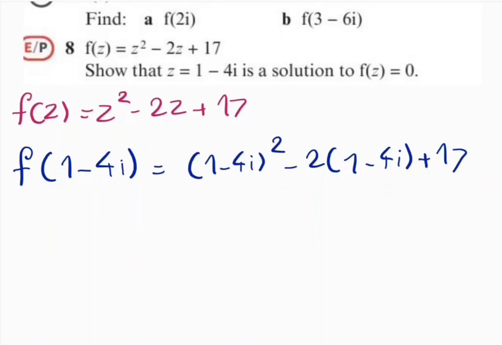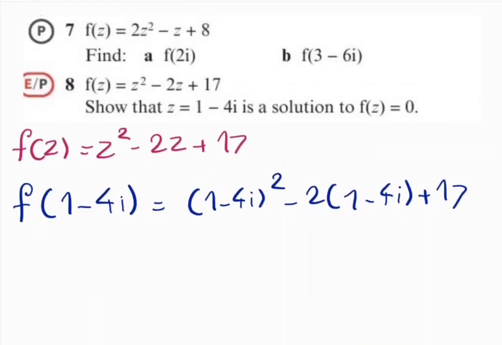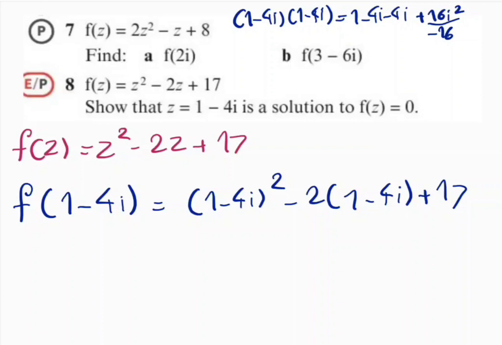Now we can work out 1 minus 4i squared again. So I'm just going to write that here on top. 1 minus 4i times 1 minus 4i. So that's 1 minus 4i minus 4i. Again, here we should be careful because minus 4i times minus 4i is 16i squared. But i squared is negative 1, so this gives us minus 16. Now, if we add all of these, we get minus 15 minus 8i.